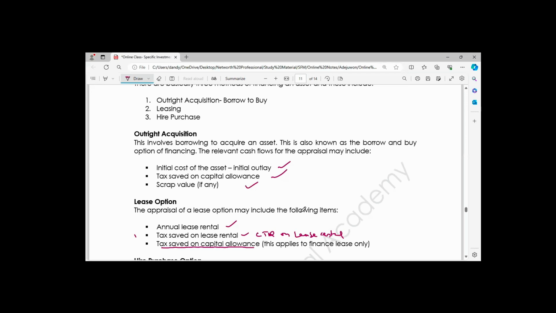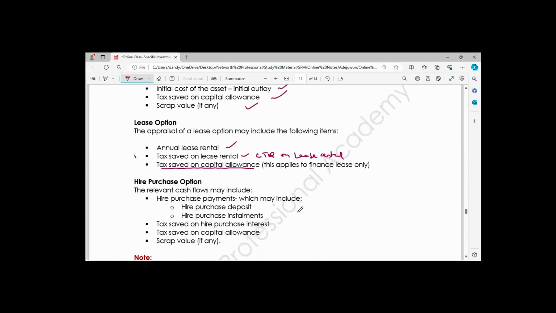Under hire purchase, there are 5 elements that will make up the PV of cost under the hire purchase option. One is the hire purchase payments. The hire purchase payments include the hire purchase deposit, the initial deposit, then the hire purchase installments. Hire purchase and lease are very similar. One of the key features of hire purchase is that the hirer is expected to pay a certain amount as a deposit before he or she will take away the asset. So this initial deposit will be at year 0, because it's at the beginning, before you even take the asset.